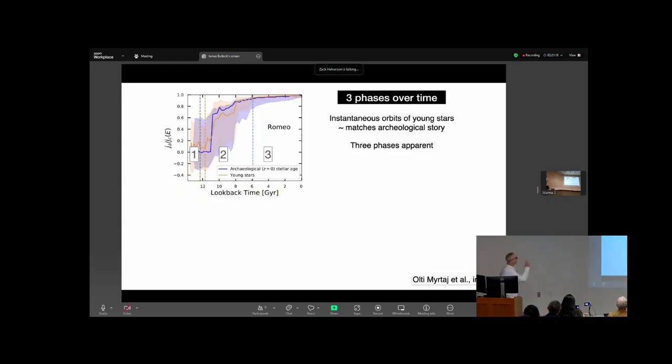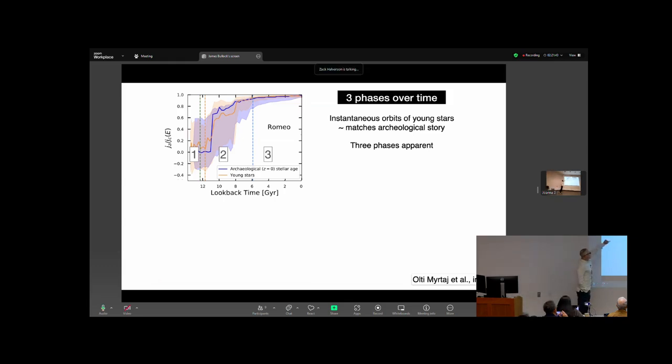Now I'm doing look-back time for the same galaxy, Romeo, and you see that the same story holds if you use look-back time instead of metallicity, so that's nice. At early times, orbits are pretty radial. You have this spin-up phase where they start becoming more circular, more rotationally supported, and then finally at late times, it's this thin disk phase with very low scatter in the circularities.